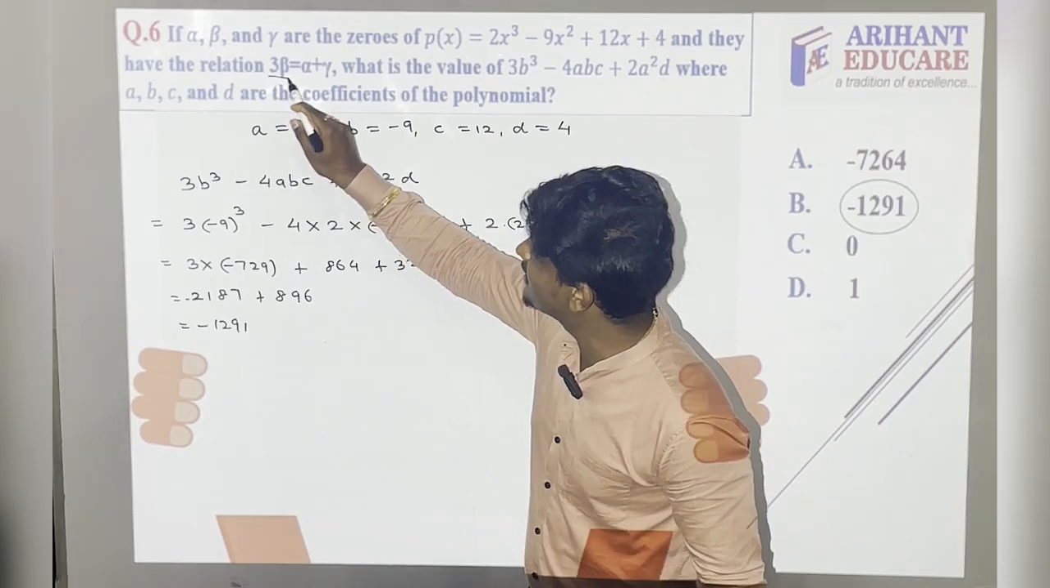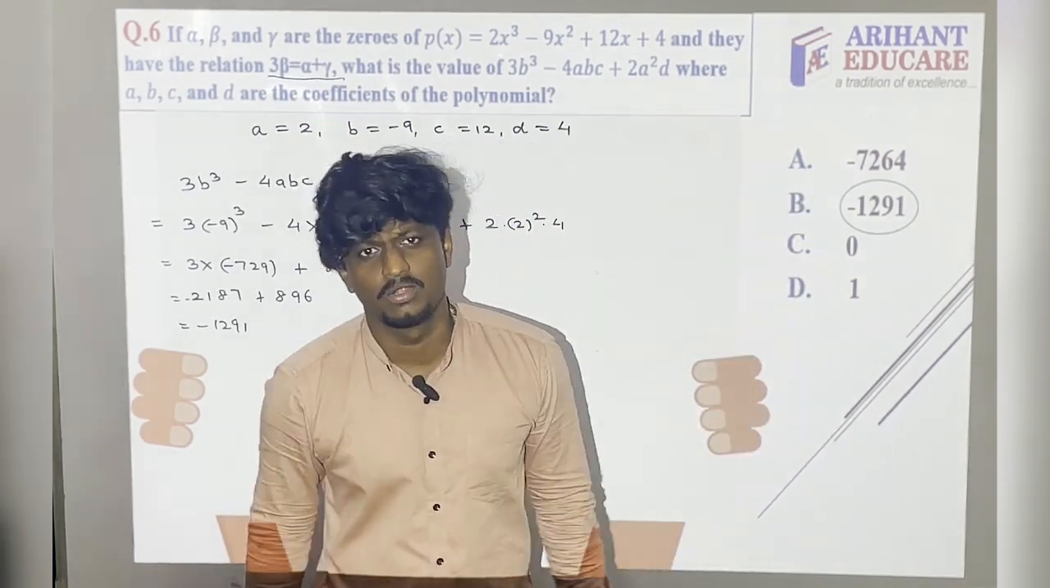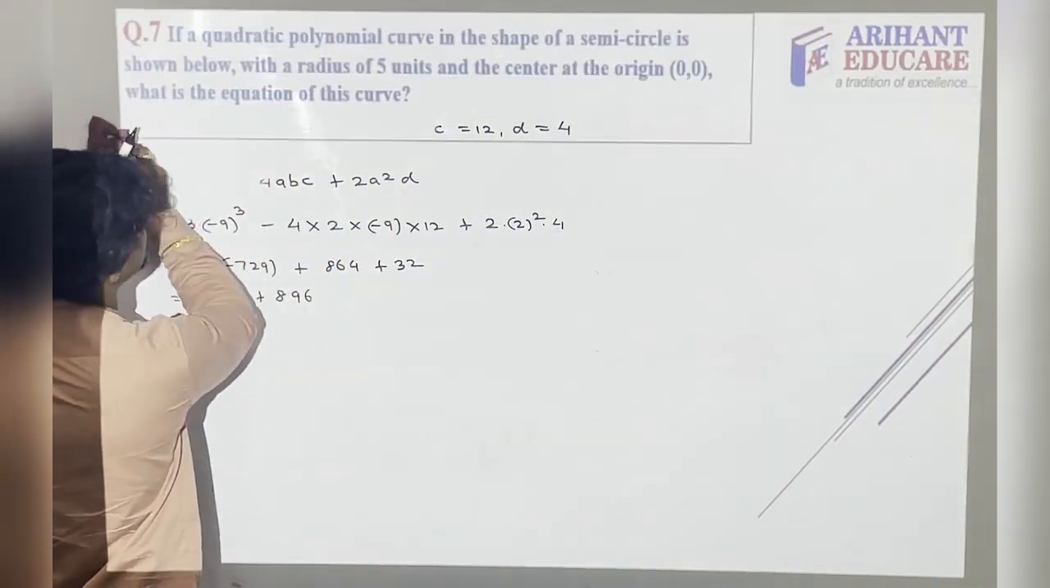We are not concerned about whatever relation they have given between the zeros. Are you getting the point? Okay, so this was an easy sum. Let's go to the last sum.